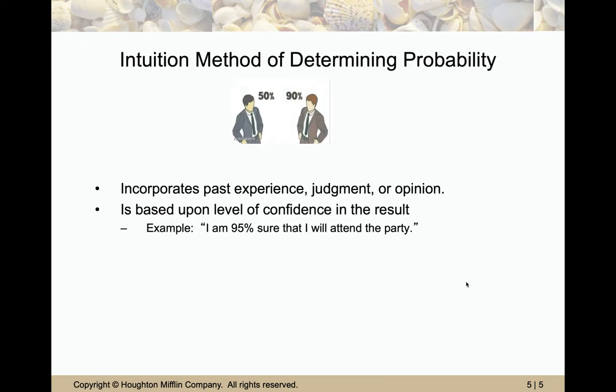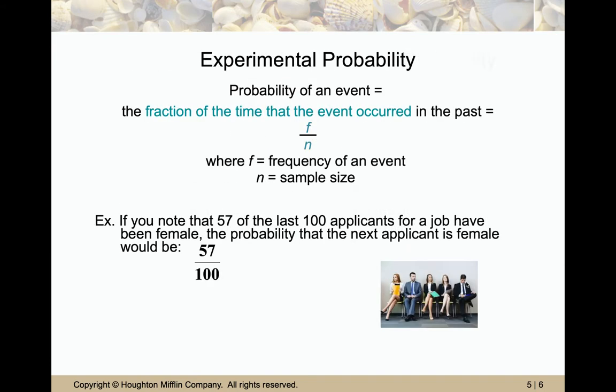Intuition tends to not be very reliable. It incorporates past experience, judgment, or opinion. It's based upon the level of confidence in the result. So when people say, I'm 95% sure I will attend that party, that means that they have intuition that tells them that. Okay, we will spend a lot of time in our class doing experimental probability and theoretical probability.